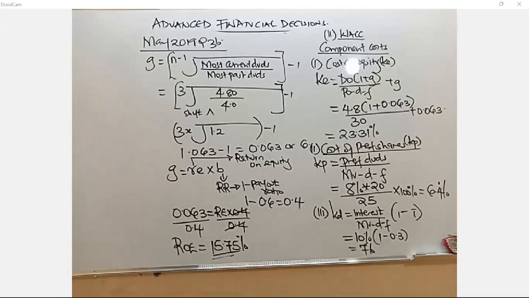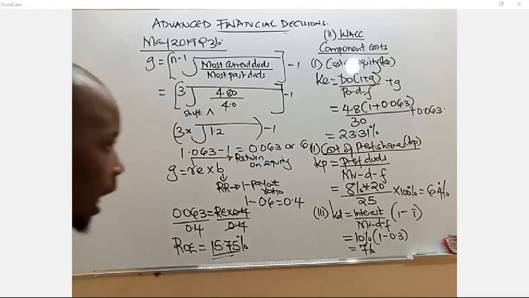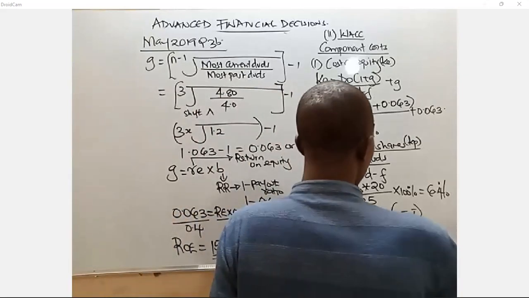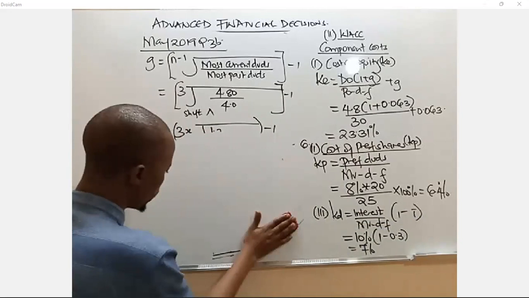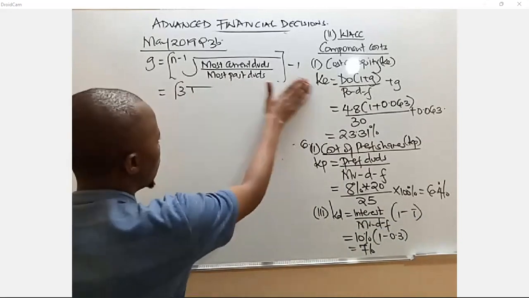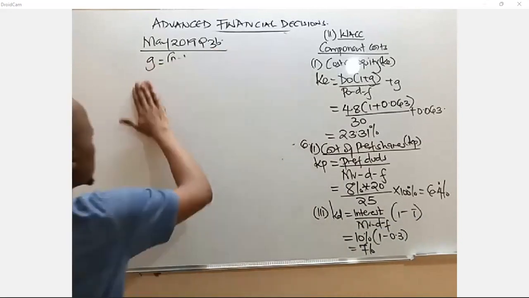And that is why I say if the bonds are selling at par with no flotation cost or discount, for both the redeemable or irredeemable, the pre-tax cost of debt equals the interest rate and the coupon rate. And I was able to write that NB earlier on when we were computing all this. Allow me now to take you through the computation of WCC.